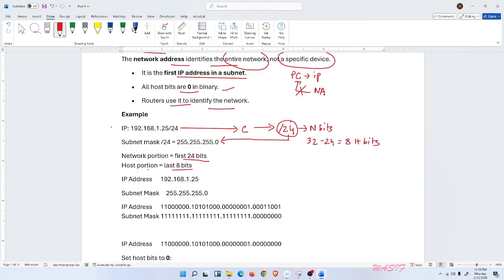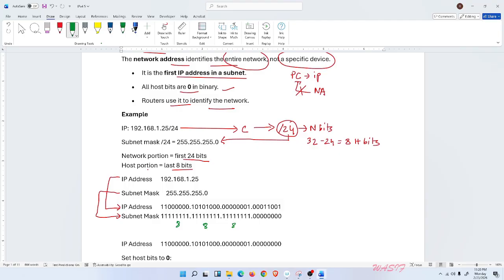Okay. Now, if you convert this IP address into binary, it will be something like this. And if you convert this subnet mask into binary, it will be something like this. Now look at here very carefully. There are 24 bits that are network portion. If you count, 8, 16, 24. These 24 bits are the network portion.